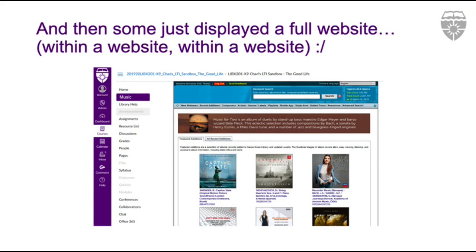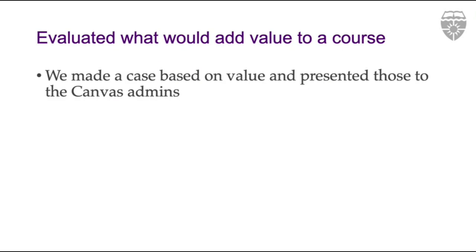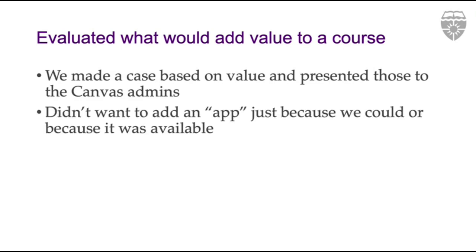So, and I'm going to point this out a few times as we talk about what we decided to do. We have a website within a website within a website. And we did not want an infinite number of websites in Canvas. So we evaluated what we could do. We made a case based on value and presented it to the Canvas admins. We came up with a list. We did not want to add an app just because we could or because it was available.